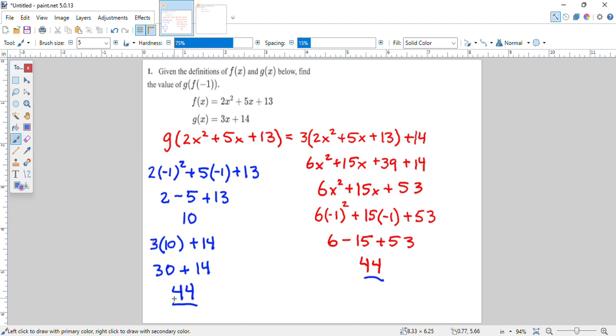Whatever you're more comfortable with is 100% up to you. If you want to follow the steps that we've done so far and plug in the whole function, get something simplified, and then substitute, you can. Or if you want to substitute into the function, solve, and then plug it into the last function to get your output, you can do that as well. So it is completely up to you what you want to do.